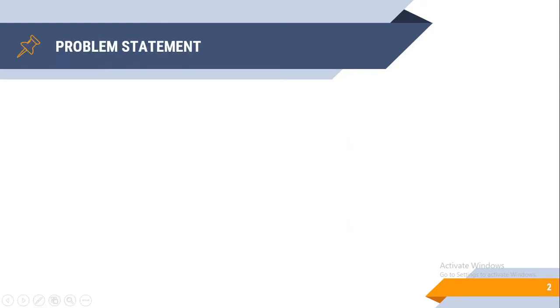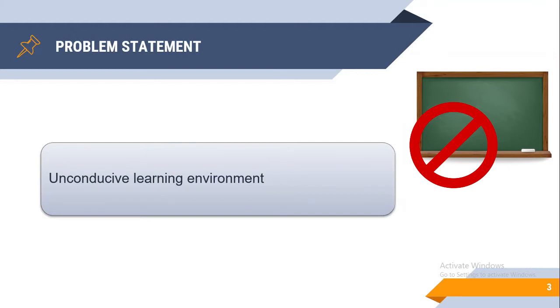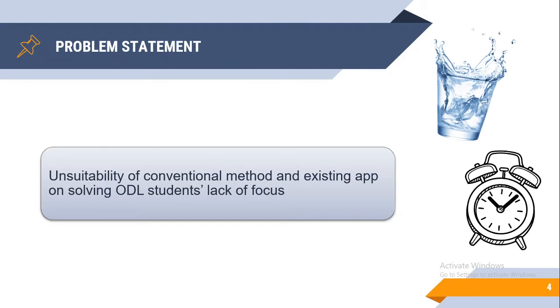Moving on to problem statement, the first problem is difficulties of ODL students in staying focused throughout every online classes. The second problem statement would be unconducive learning environment which affect the ability of students to focus in class. The third problem statement is unsuitability of conventional method and existing app on solving ODL students' lack of focus. The example of conventional method would be drinking water and taking 5-minute breaks, and these are the example of existing app.